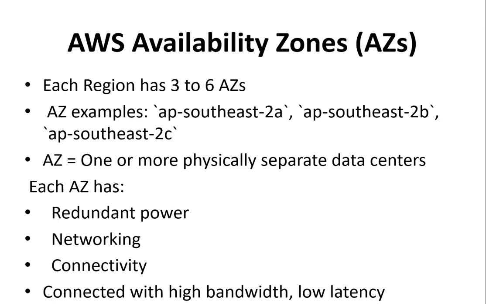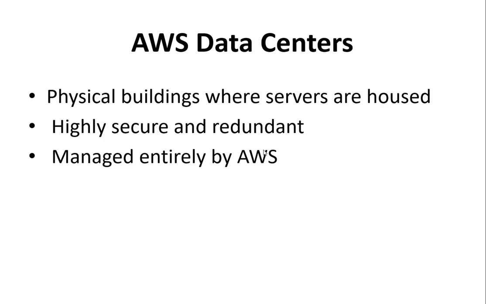So an AZ must have redundant power, networking, and connectivity, and it should also be fault tolerant. Next is about AWS data centers. Zooming in further, these AZs are made up of actual data centers, physical buildings, rows and rows of servers. These data centers are ultra secure and designed, okay? So they will have power backups, climate control, physical security, and more.